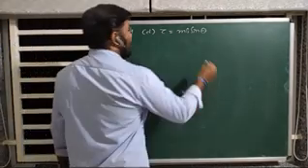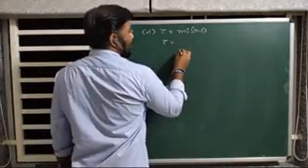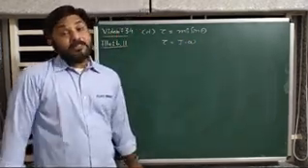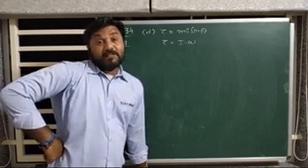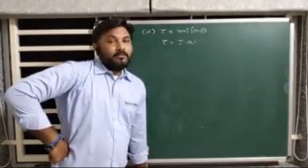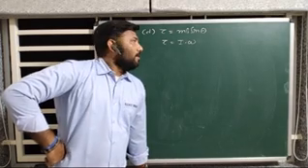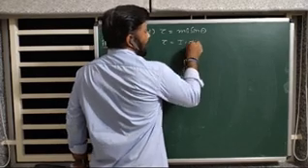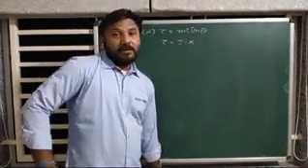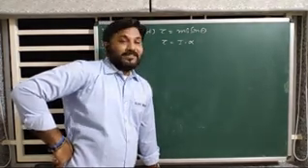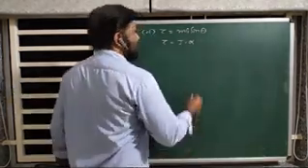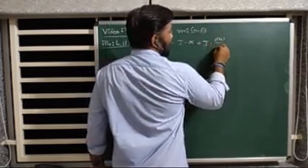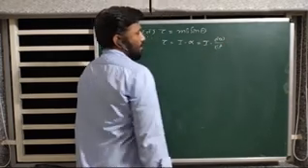One more equation we have learned in 11th standard: torque is equal to I multiplied by alpha. What is I? I is nothing but the moment of inertia. What is alpha? Alpha is nothing but angular acceleration. And what is angular acceleration? It is d omega by dt.